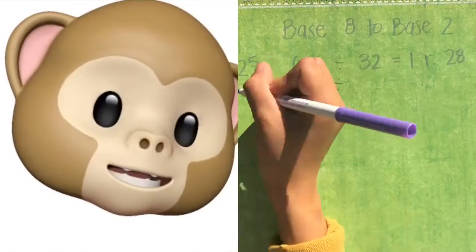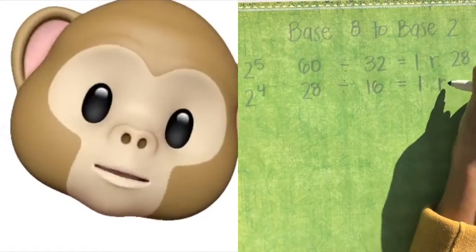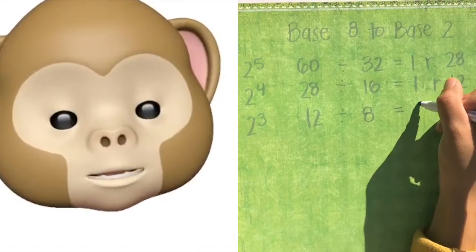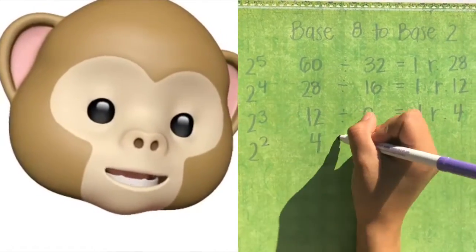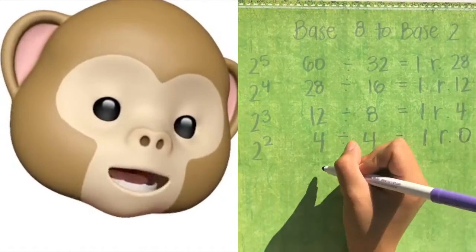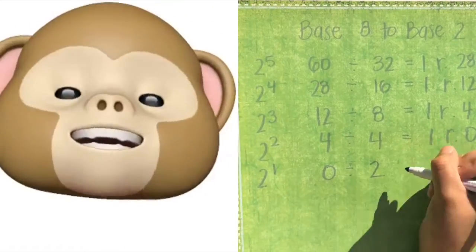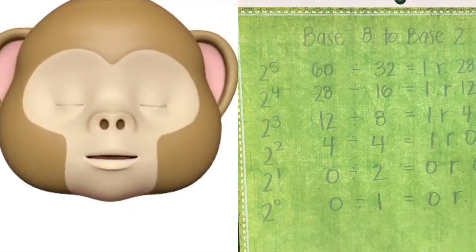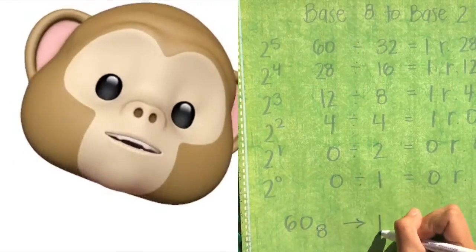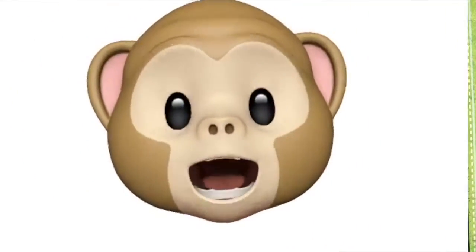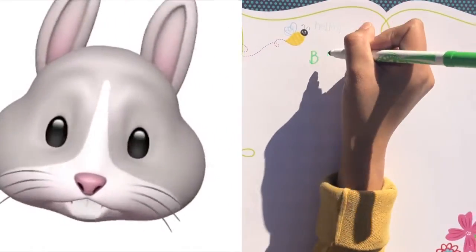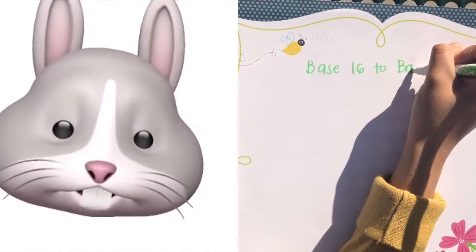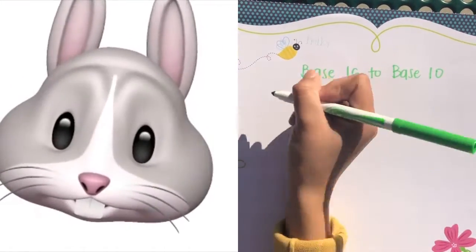We're going to divide 60 by 2 to the power of 5 and so on in descending order. Applying the same methods we used before, we're going to keep dividing the remainders until we get to 0. Then we're going to have the full number. So now changing 60 base 8 to base 2, we will end up with 111100. Wow! Our next problem is changing base 16 to base 10 using the number BC67 base 16.